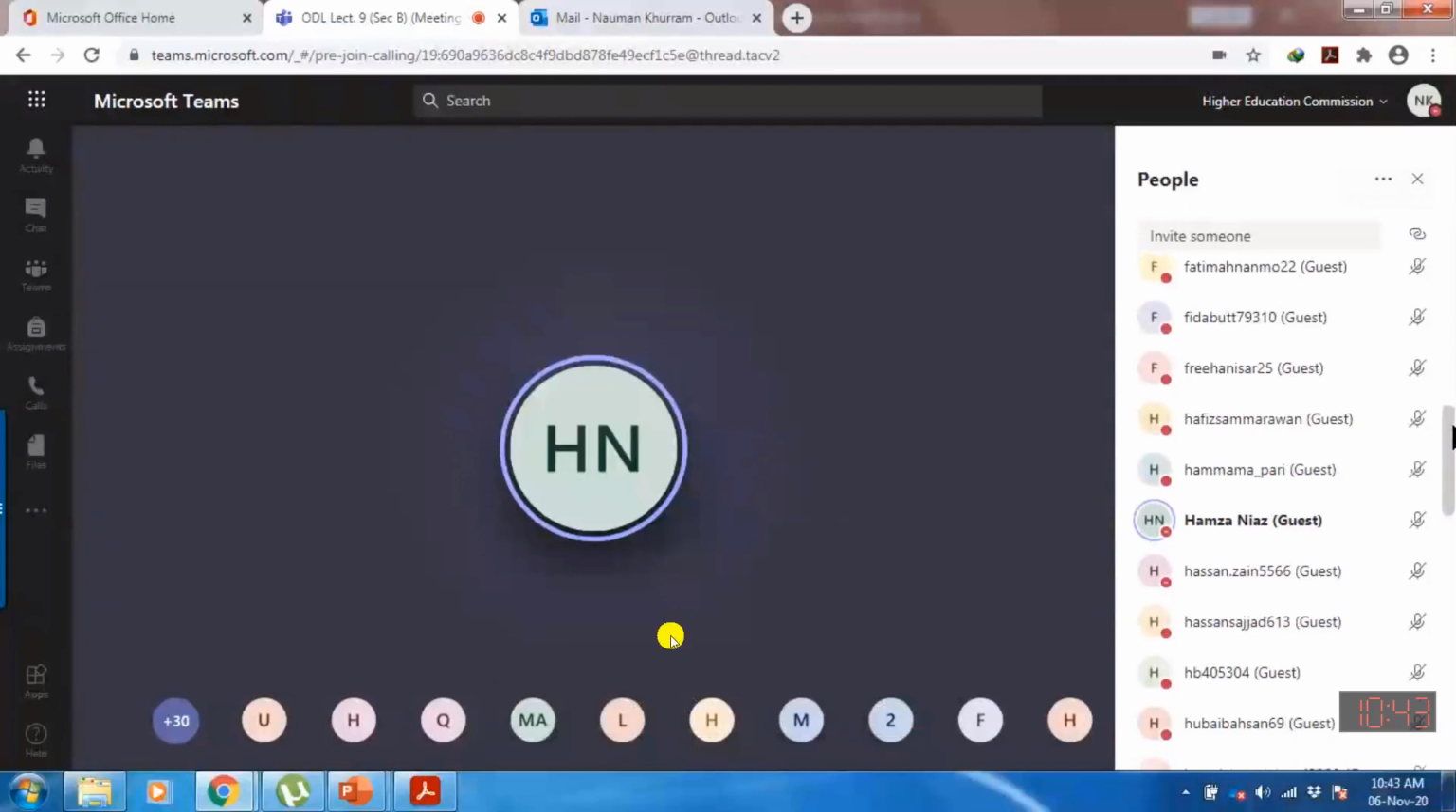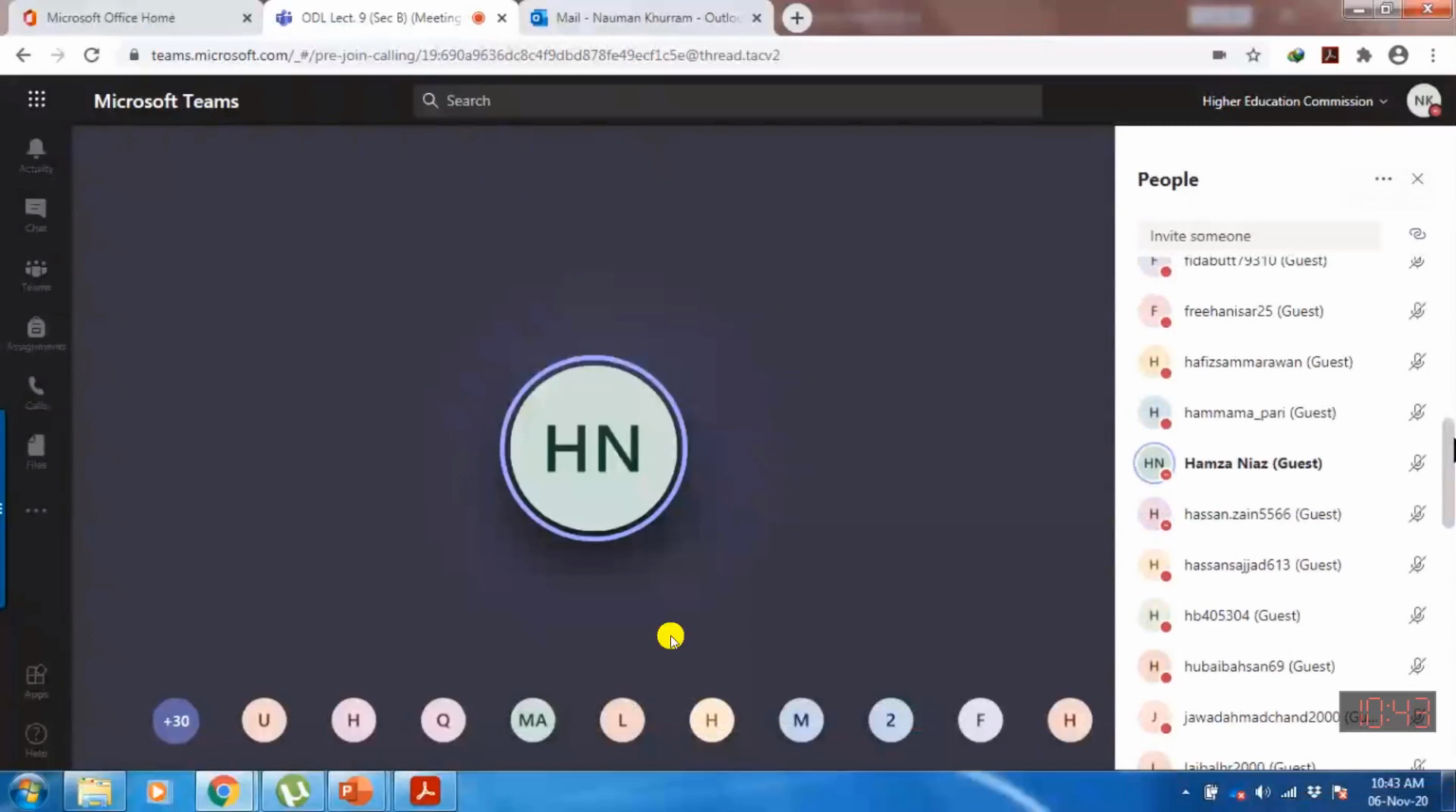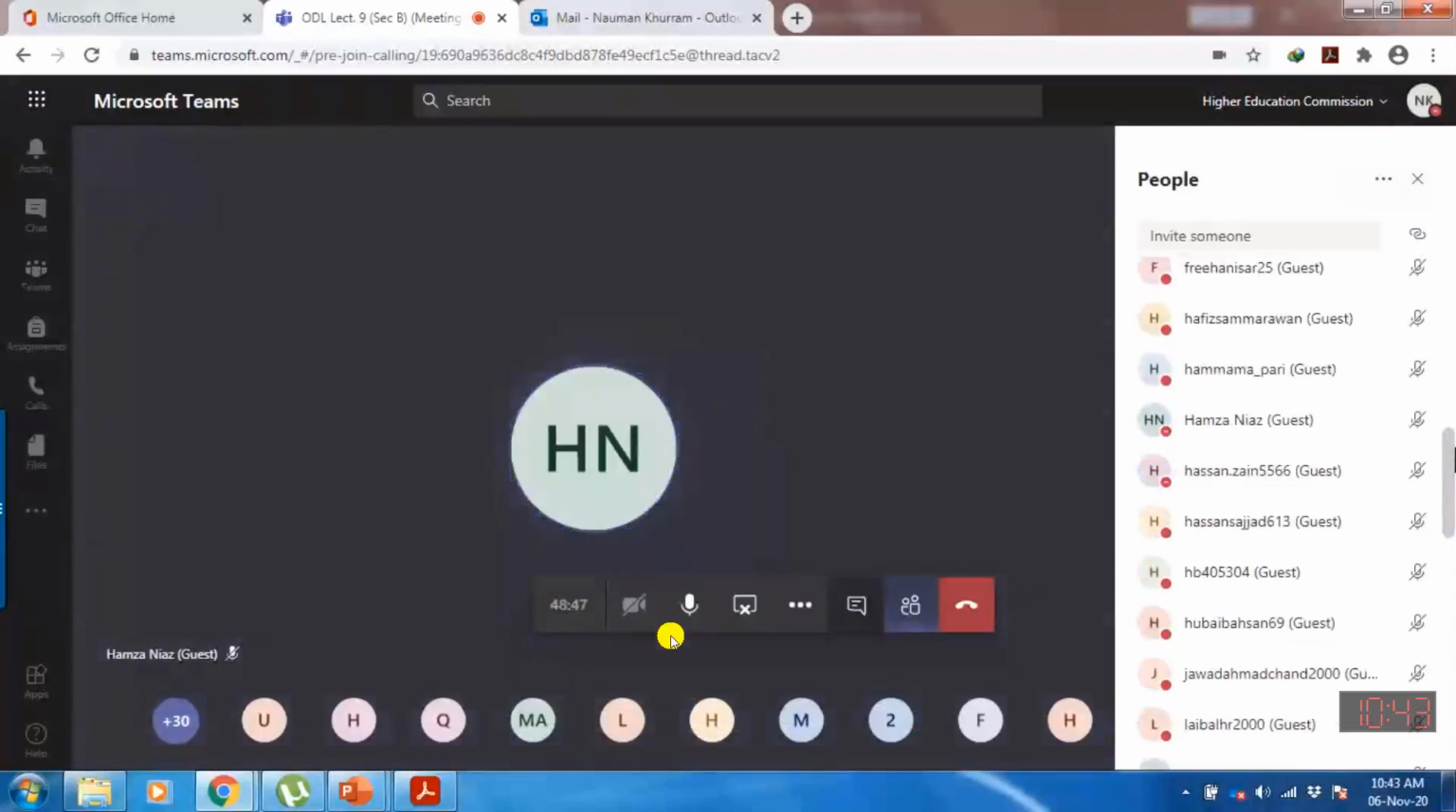Okay, HB 405304. I don't know who that is. Okay, gentlemen, please change your IDs to a proper name or roll number. You can modify your ID. So who is HB 405304? CR, note this down too, I will trace this later. HB 405304 is not present either. Okay, sir.